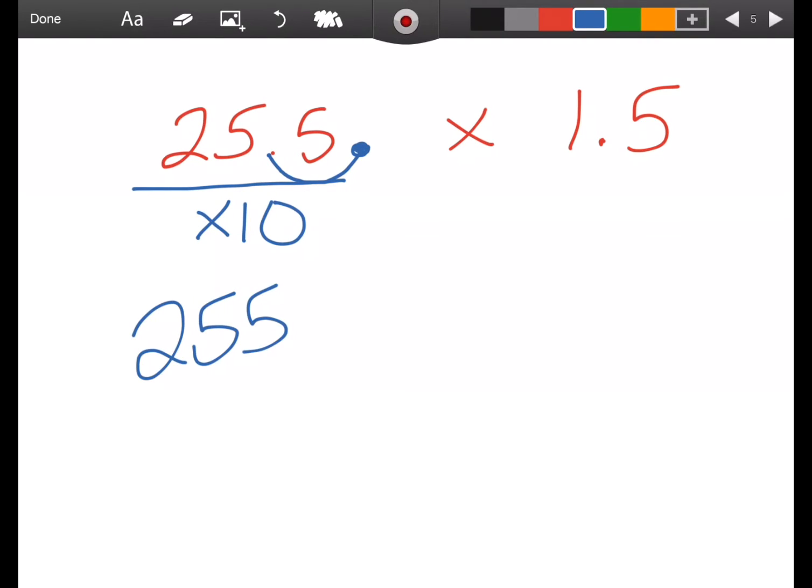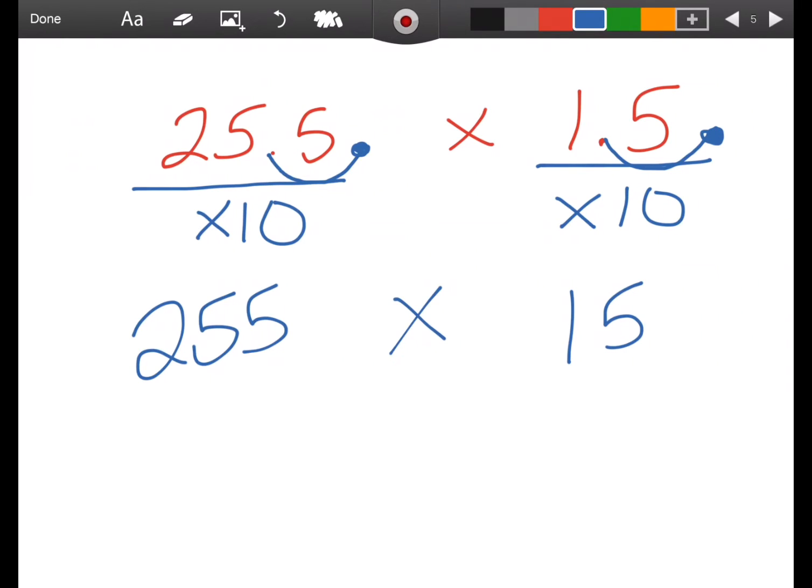255. Now this one's a little bit different because the second number over here also has a decimal. Since it has a decimal, I'm going to do the exact same thing. I'm going to move this decimal also over 1 time. So it's over here now. And if I move this decimal over, I'm also going to multiply this by 10, which would give me 15. Now notice I now have 2 whole numbers. I have 255 times 15. So I'm going to go over here to the side and multiply 255 times 15.